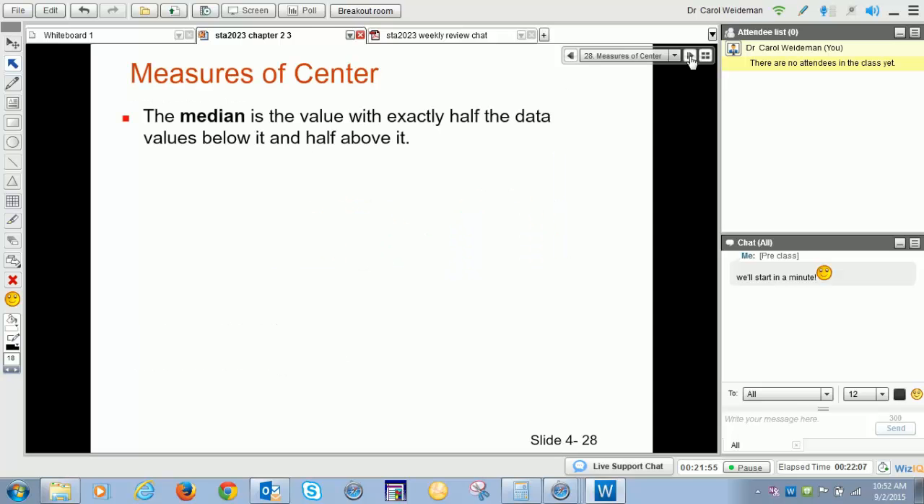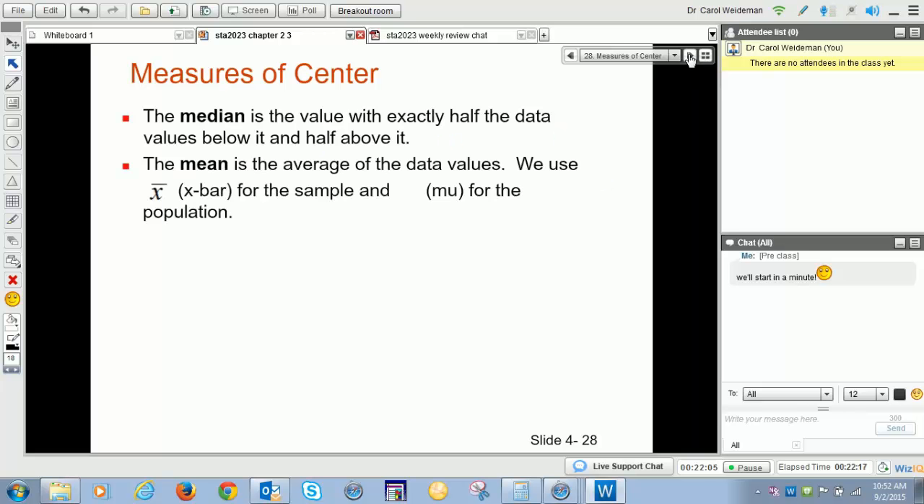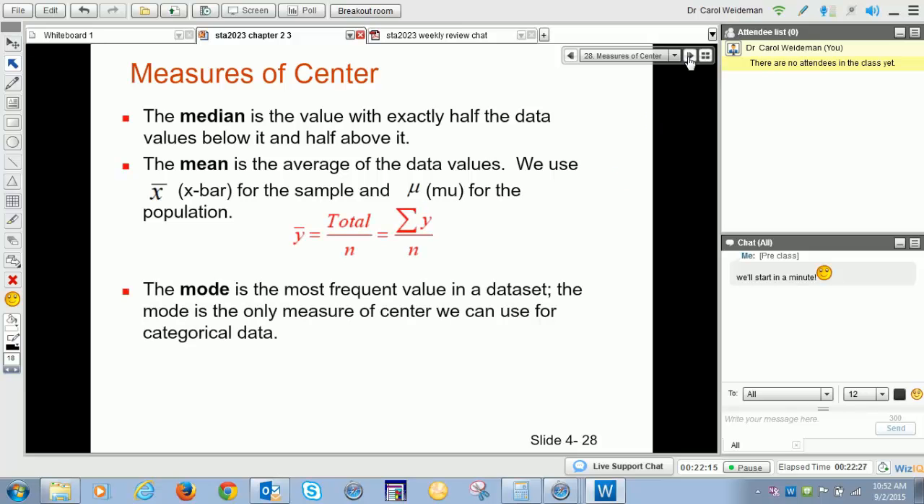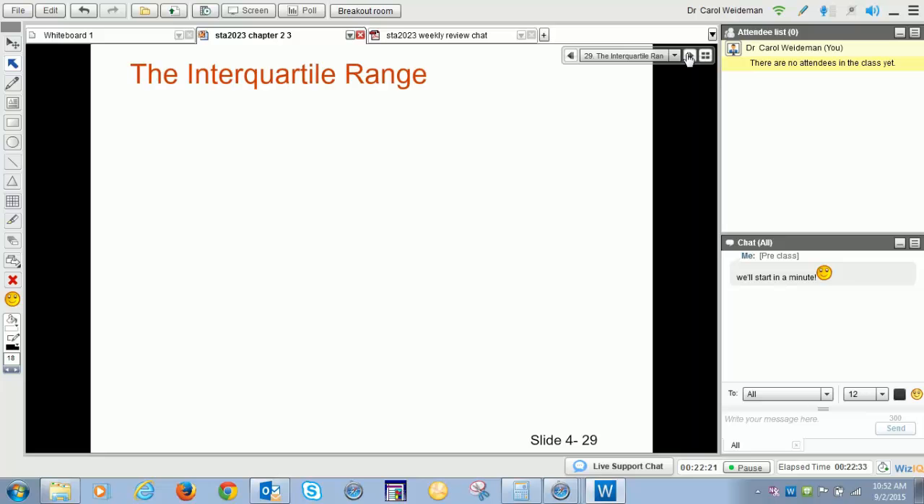So let's talk about measures of center. This chapter covers quite a bit. Measures of center. We're going to talk about the median, which is the value with exactly half the data values below and half the data values above. The mean, and we use x bar for the sample, and we use the Greek letter mu for the population parameter. We also have a mode, which is the most frequent, and this is the only measure of center that we can use for categorical data.